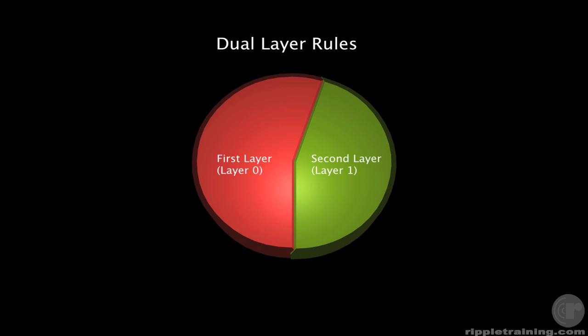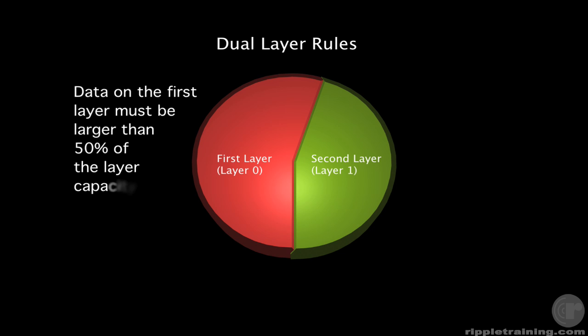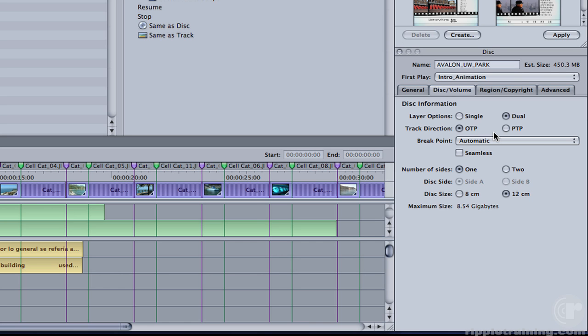There is also another important consideration. The data written to the first layer must be larger than 50% of the layer's total capacity, which is roughly 3.9 gigabytes. This will ensure that when the second layer is written, there will be enough room on the disk to record the remaining data on the second layer.